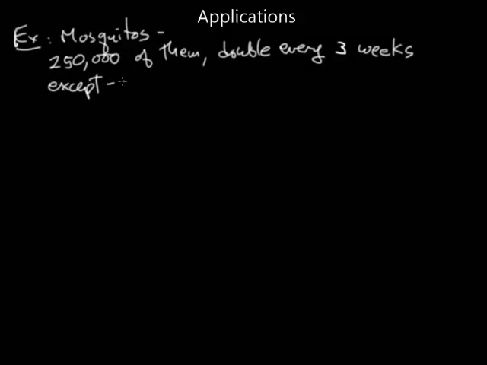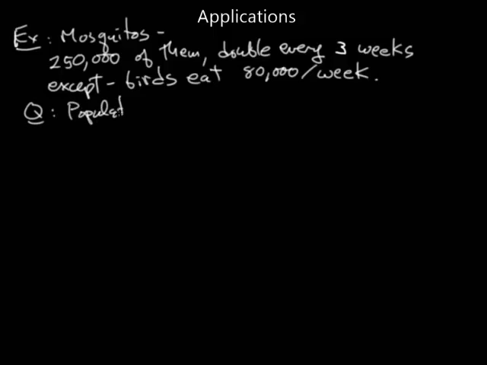Except they're not left to their own devices. There are some birds, and the birds are eating a certain number of mosquitoes at a certain rate. They're eating 80,000 mosquitoes per week. So the population's going up, except that the birds are eating and going down, and those two factors are sort of fighting each other. What's the population of mosquitoes after 2 weeks?